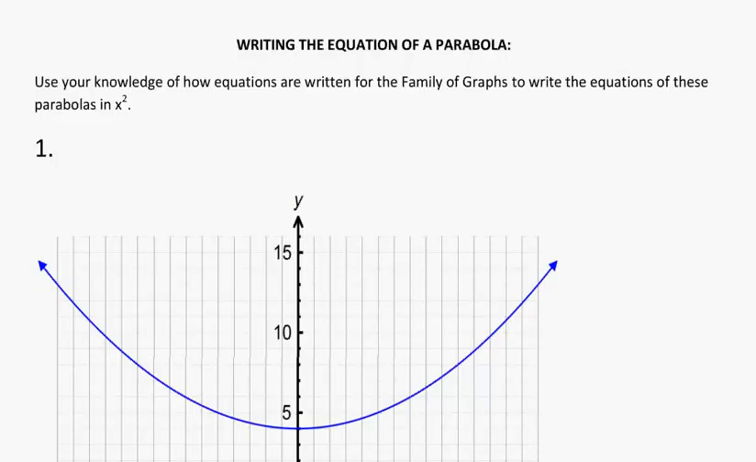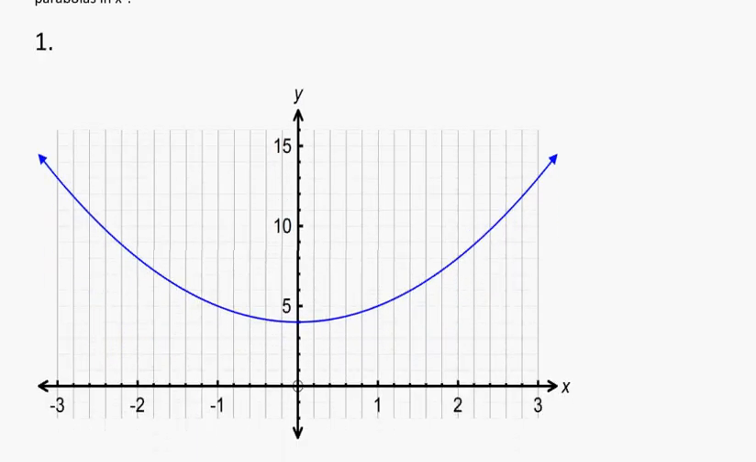Now that you've drawn parabolas and looked at the patterns of how the family of graphs work, it's really easy to write the equations if you're given a parabola. Okay, assume these are parabolas in x squared, and so we look at this and notice that this parabola has gone up 1, 2, 3, it's moved up the y-axis 4 places, and so I can write that as y equals x squared plus 4, because the regular parabola would go down through 0. So that's y equals x squared plus 4.